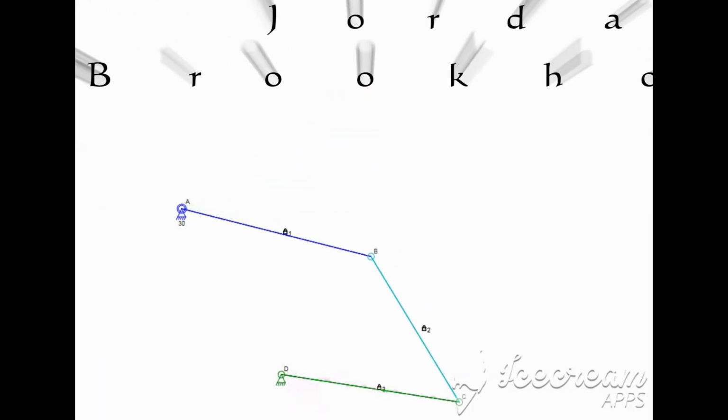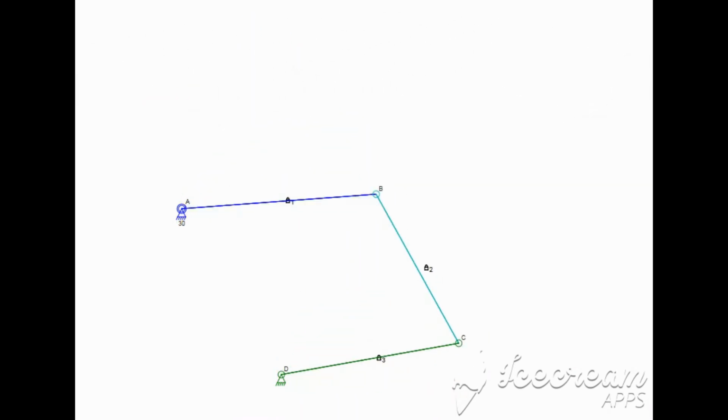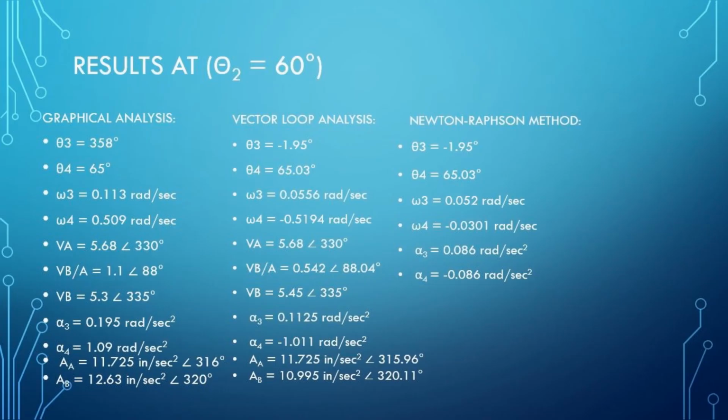This animation shows the path of motion that our mechanism experiences. Given that it does not complete a full cycle, it is a double rocker mechanism. We then have our results for theta being 60 degrees. Overall, our values were within a reasonable margin of error.